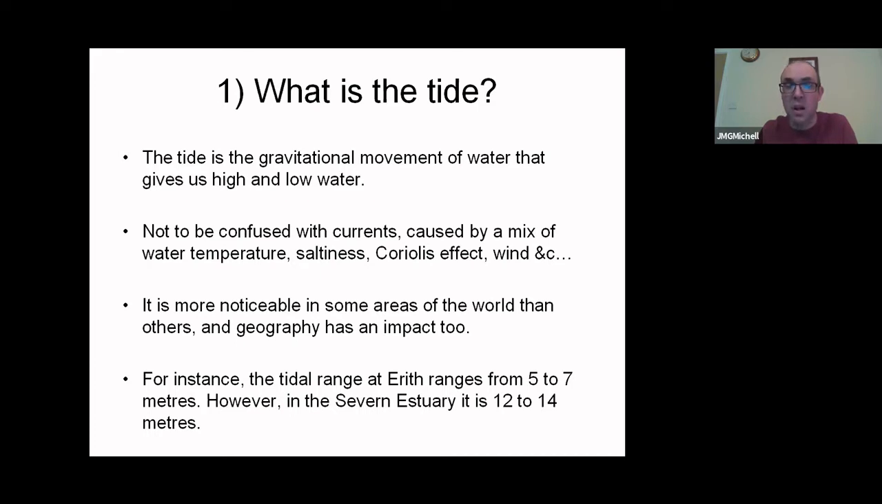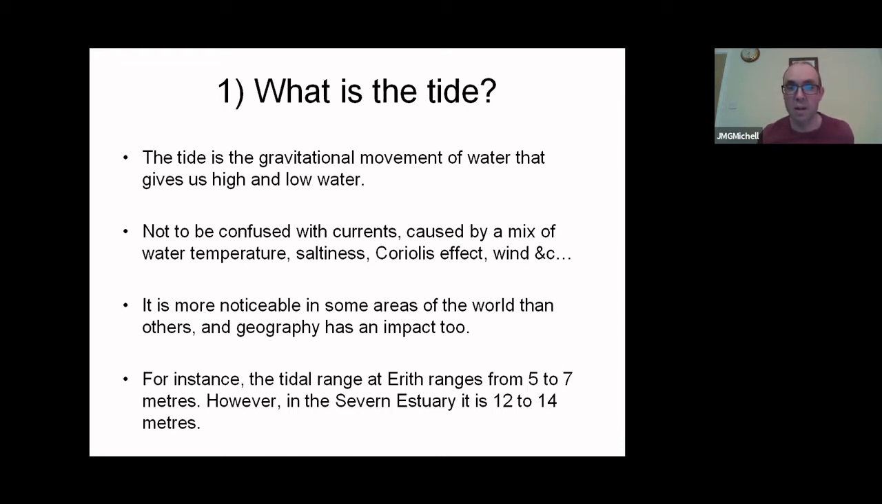So for instance, the tidal range at Erith is between 5 and 7 meters. However, if you're in the Severn Estuary sailing up towards Bristol, it can actually be somewhere between 12 and 14 meters. It's the second highest tidal range in the world in the Severn Estuary and Bristol Channel, which is why you get the phrase ship shape and Bristol fashion, because you needed to make sure that everything was neatly put away and the ship was properly tied up, otherwise it would fall over within that tidal range.